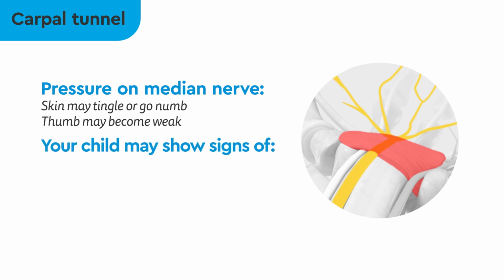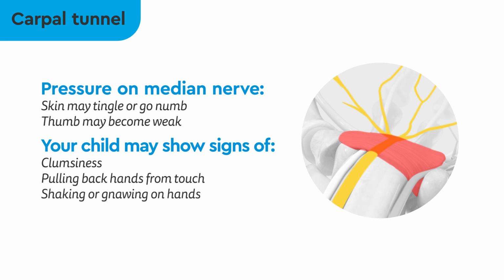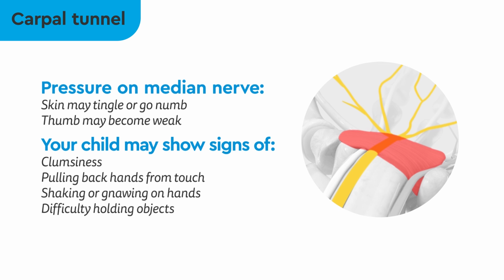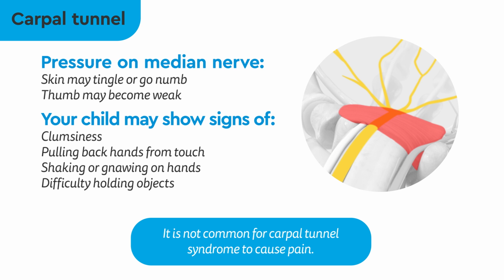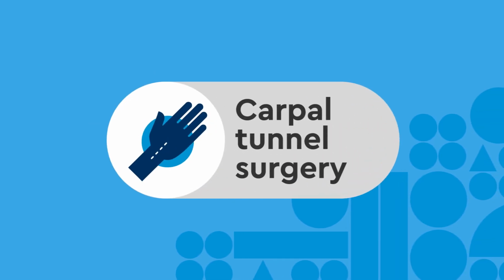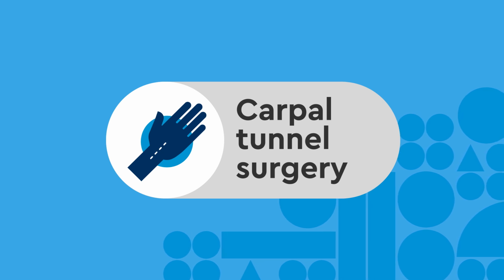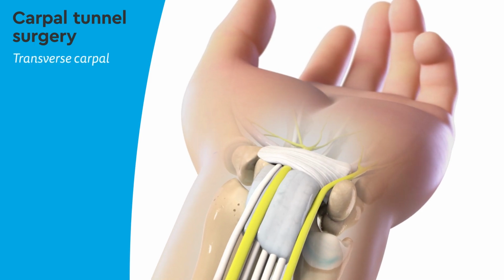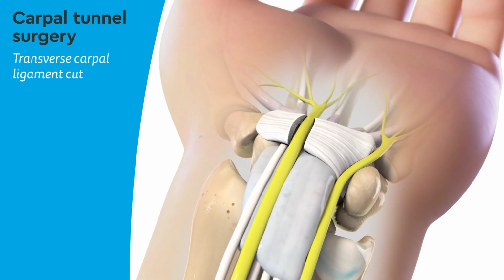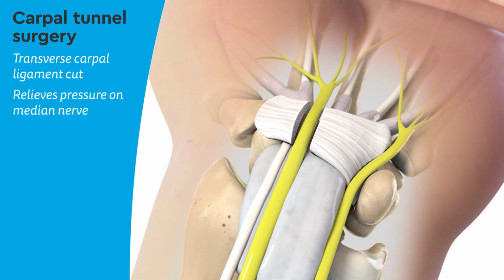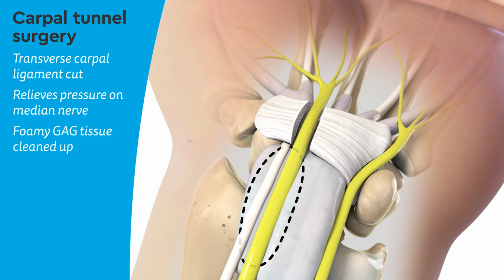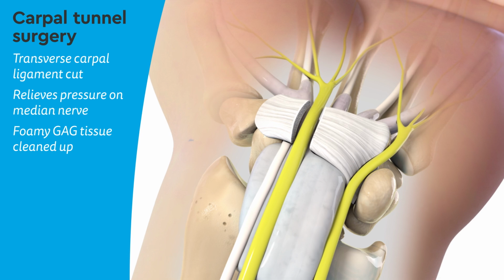Your child may become clumsy, pull their hands back from being touched, shake or gnaw on their hands, and have difficulty holding objects. However, it is not common for carpal tunnel syndrome to cause pain. Carpal tunnel surgery. Surgery for carpal tunnel involves cutting the transverse carpal ligament, which relieves pressure on the median nerve. Next, the area around the nerve is cleaned up from any foamy GAG tissue that has built up over time.